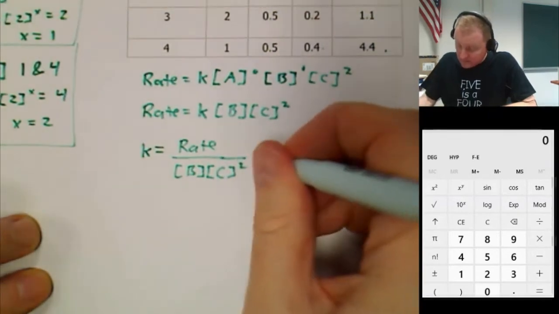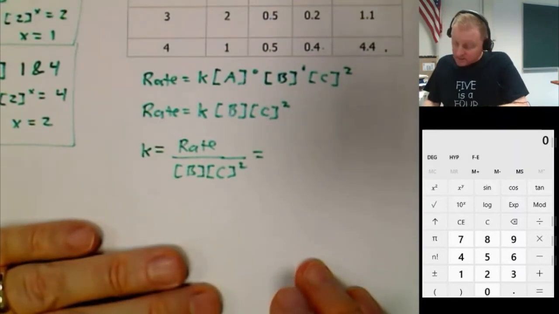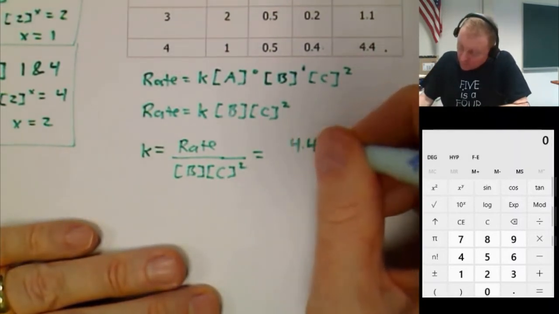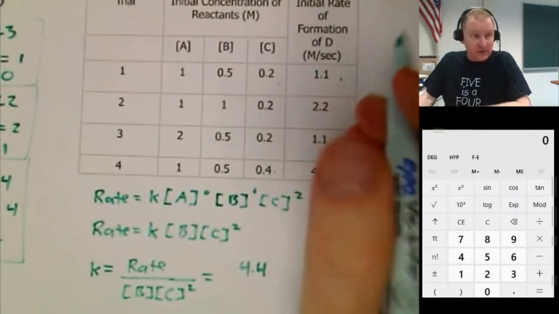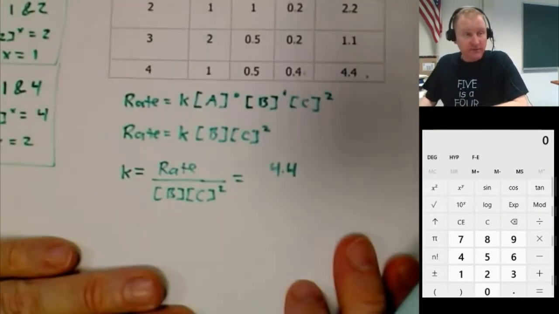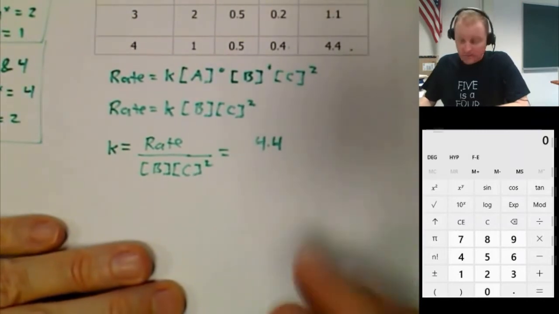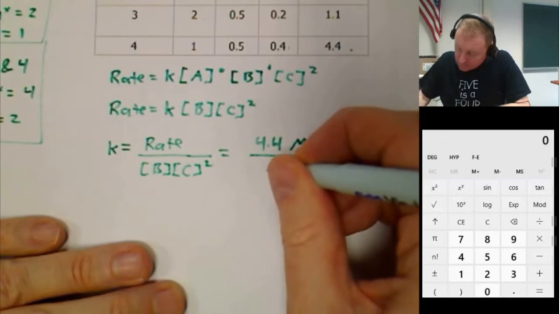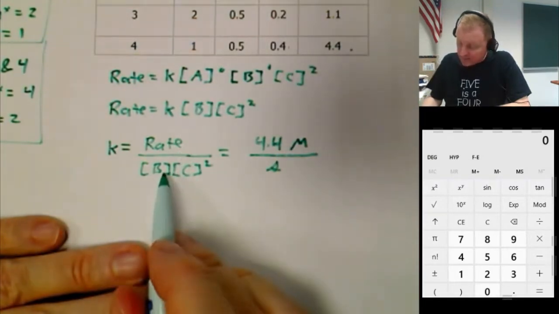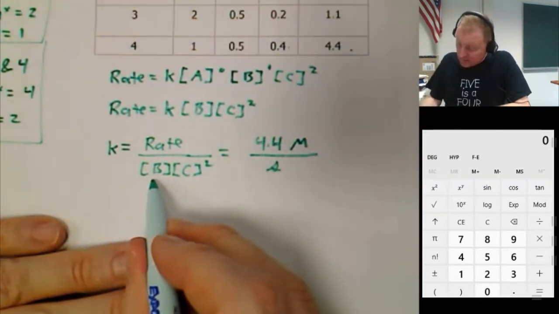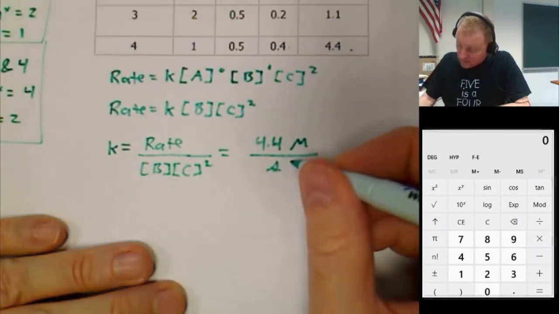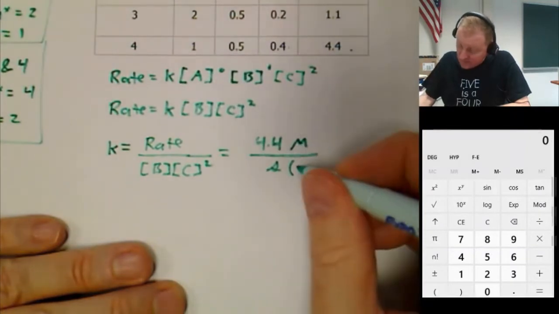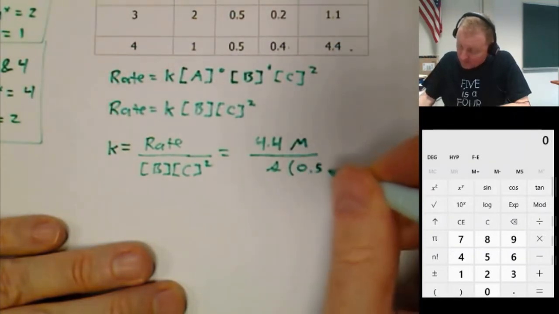Okay, so that's what the rate is. So let's put this in there. So the rate is 4.4, and the units is molarity per second. So 4.4 molarity per second. Okay, that's the rate. I'm putting that second on the bottom. And that's going to be multiplied by B. The concentration of B is 0.5. So that's 0.5 molar.